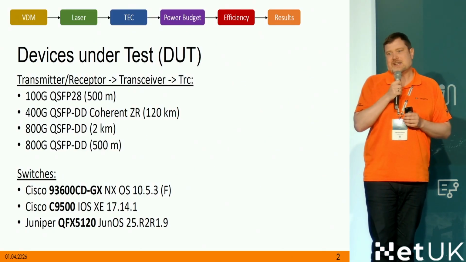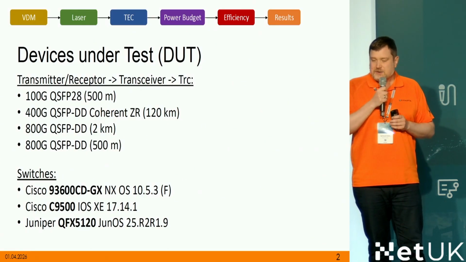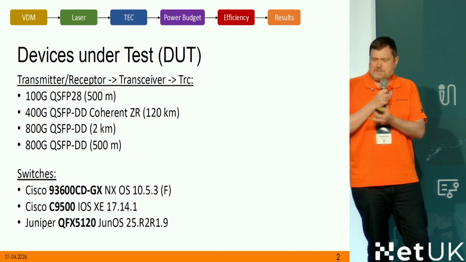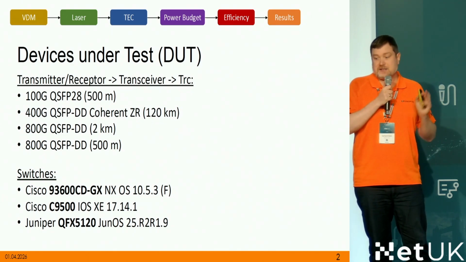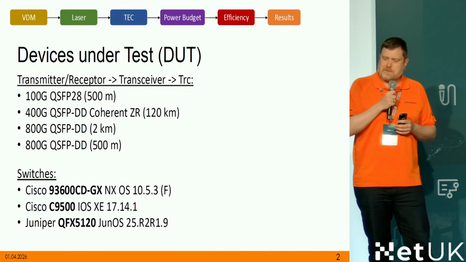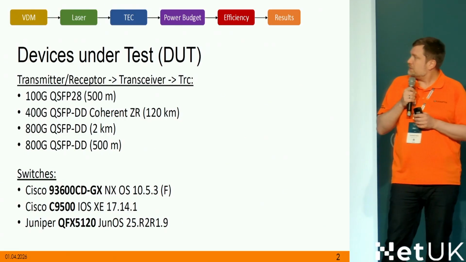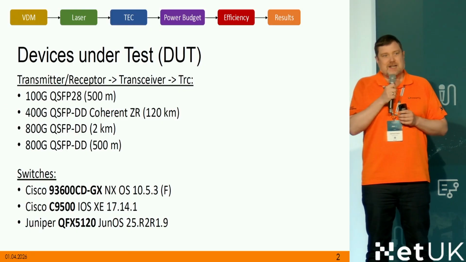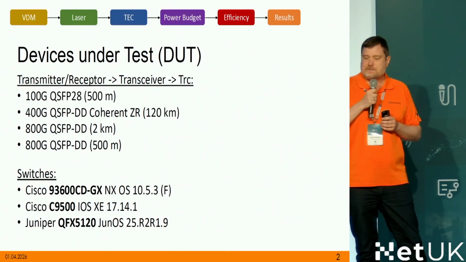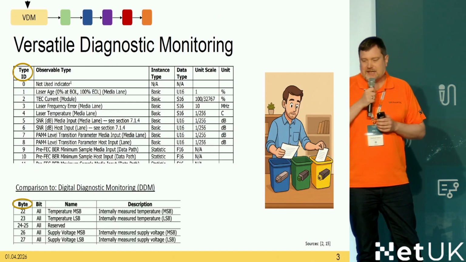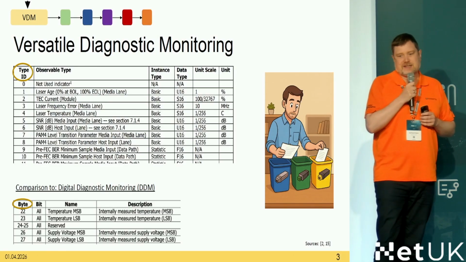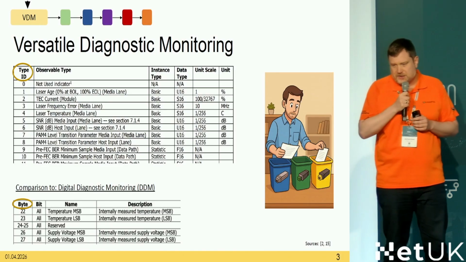These are the devices I tested over the last 2 years. Abbreviation, transmitter, receptor, transceiver, you know all this, up to 800G, and some switches, some Cisco ones, some Juniper ones we have in our laboratory lying around, and we will look at these later. But let's start with some basics and digital diagnostic monitoring.